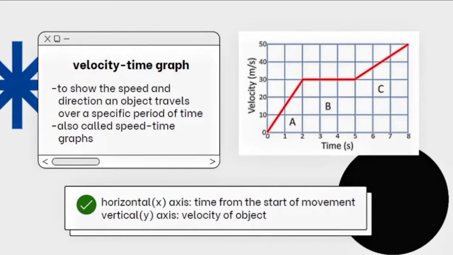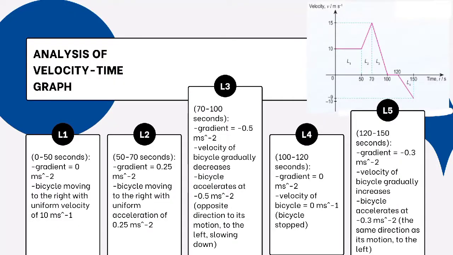A velocity time graph is used to show the speed and direction an object travels over a specific period of time. It is also called a speed time graph. The horizontal x-axis is used to show time from the start of movement, while the vertical y-axis is used to show the velocity of the object.